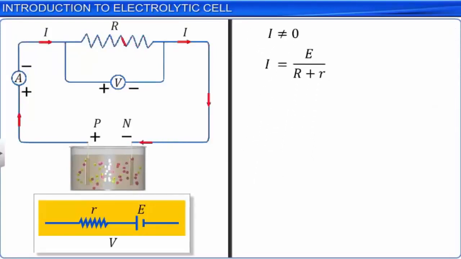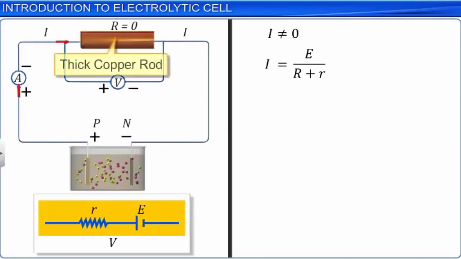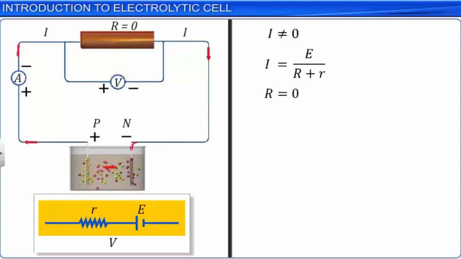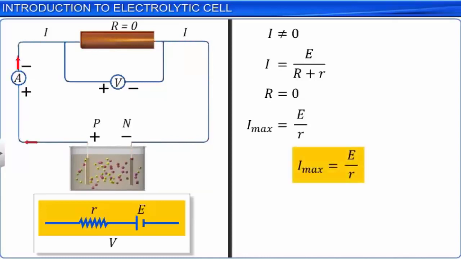The maximum current that the cell can provide is when R is equal to 0. Then we have I maximum is equal to E divided by r. To avoid permanent damage to the cell, the maximum current allowed is far less than the value calculated using this formula.